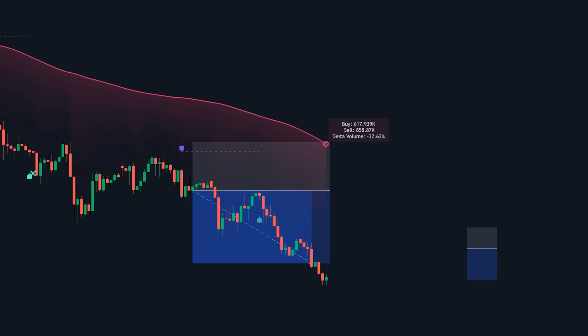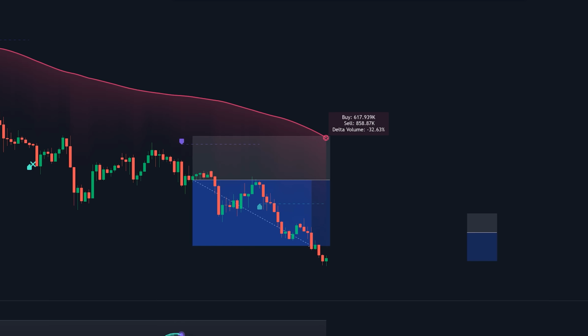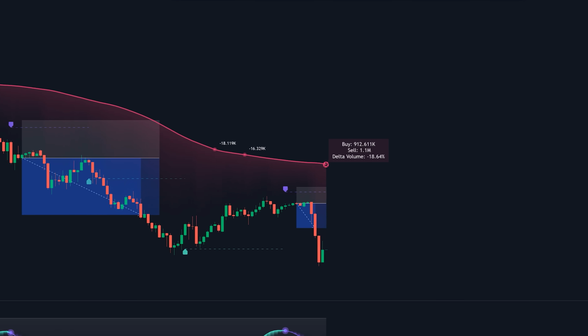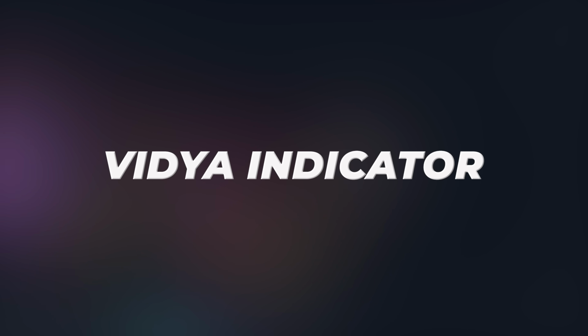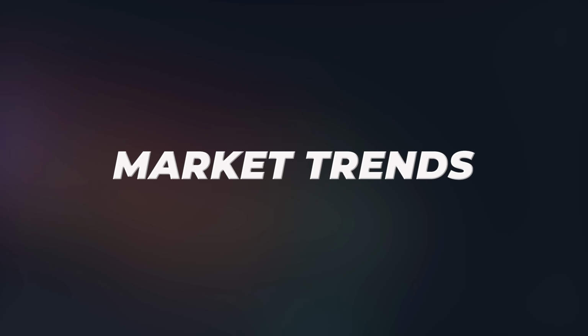Ladies and gentlemen, this is the 2-pole oscillator, a powerful trading tool that helps identify momentum, trend strength, and trade signals with reduced noise. When combined with the VIDYA indicator, it creates a high-probability trading strategy for capturing market trends more effectively.